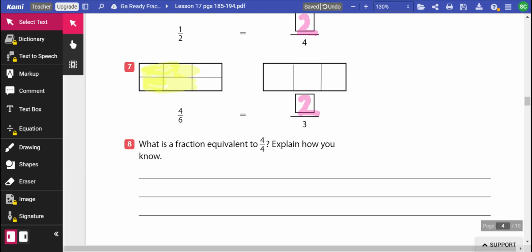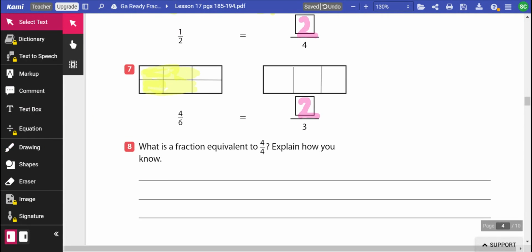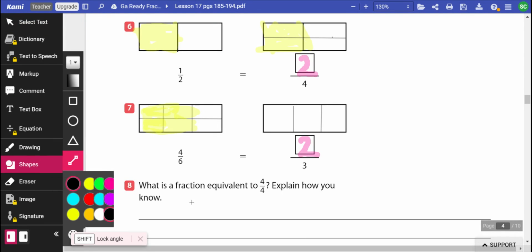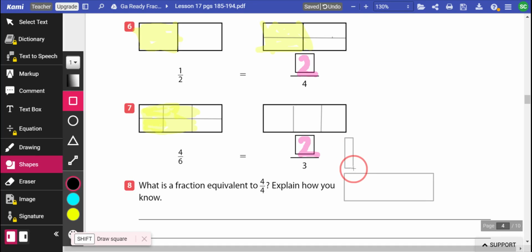Now, number 8 says, what fraction is equivalent to 4/4? Explain how you know. So if I were doing this question, I would use the strategy that they've been showing us right here where we've been drawing 2 rectangles. So I would start off by coming over to the side. I want to do 2 rectangles that are exactly the same size. Otherwise, I can't show how they are equivalent.